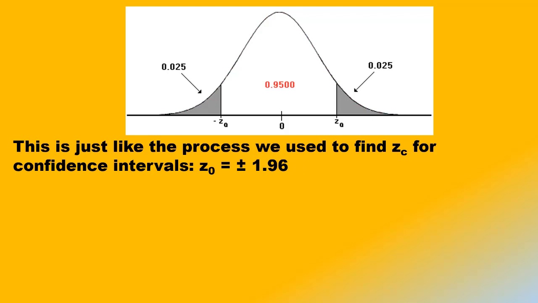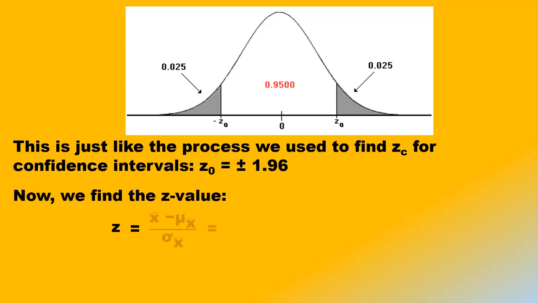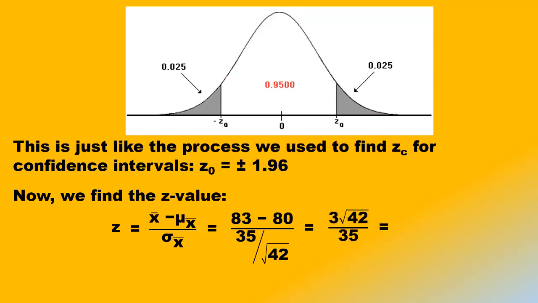So now we're going to find our z-score from the information. So z equals x bar minus mu of x bar over sigma of x bar. The x bar is the average we found. We found the average of 83. Mu of x bar is their claim, which is 80. 35 was the standard deviation, and the 42 was our sample size. So when we input that into our calculator, we end up with 0.5554.